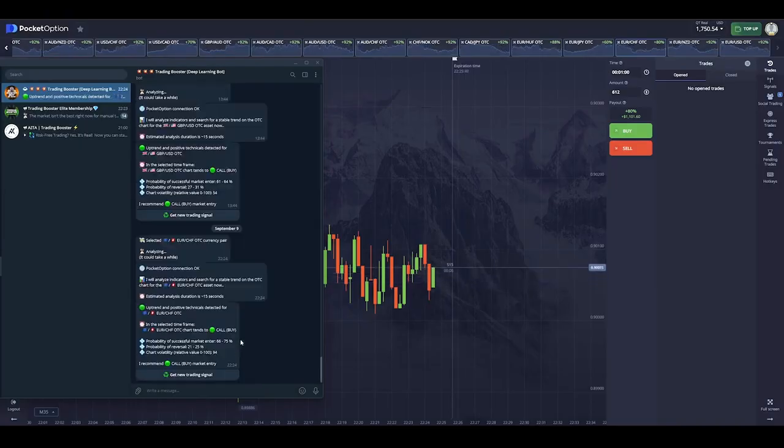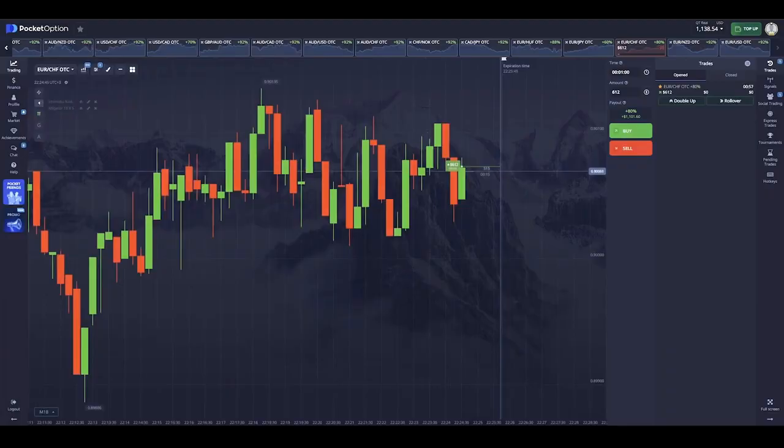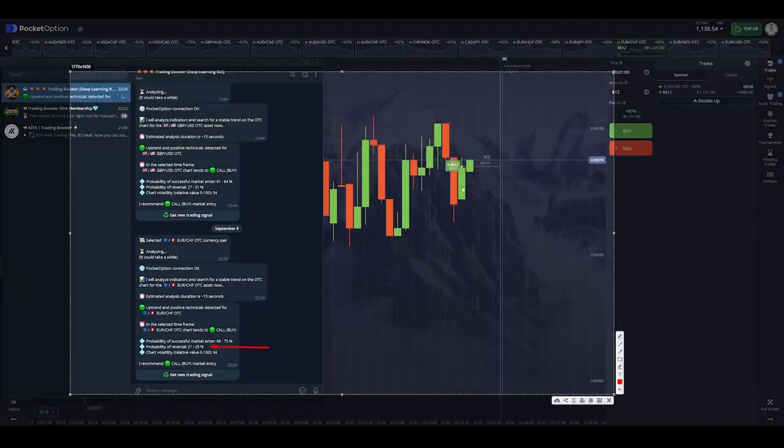Now let's talk about the other percentages and their purposes. I'm getting a buy signal. I open my trade and let's break down what the other values mean. Probability of reversal. This means that at a certain point, the price may do the following. In other words, it will move in one direction and then suddenly reverse at some point.